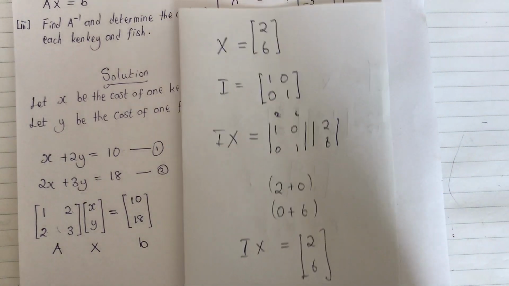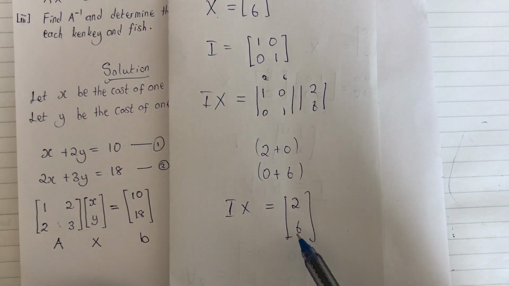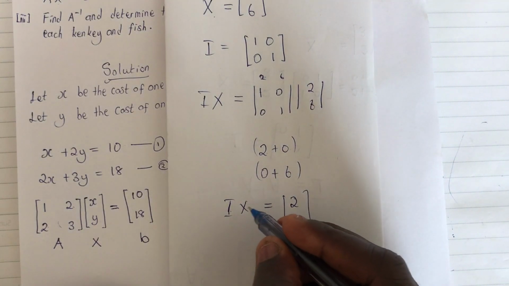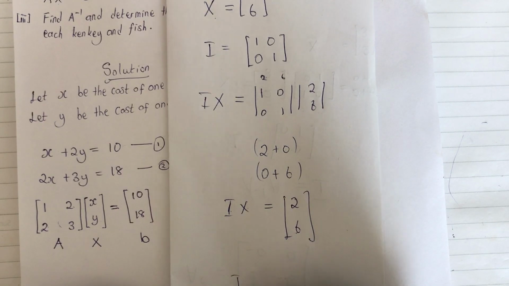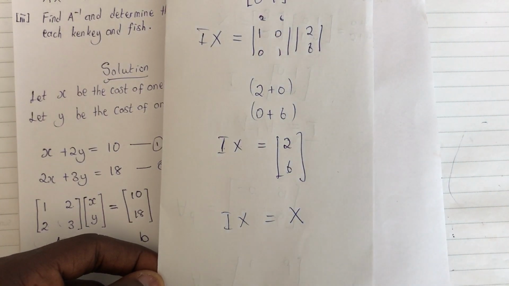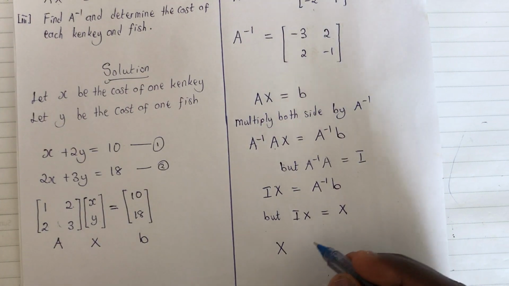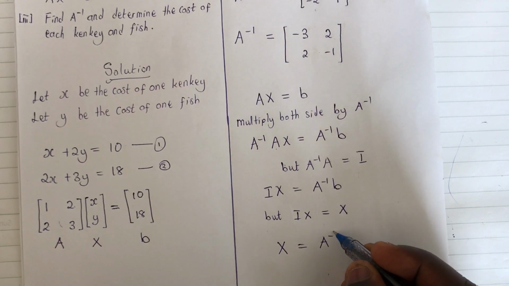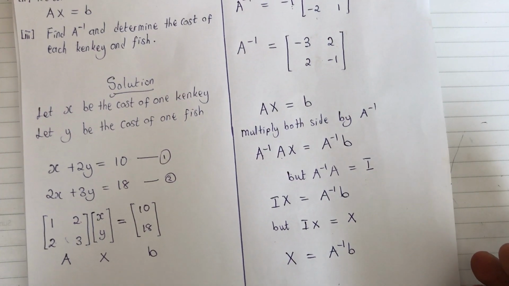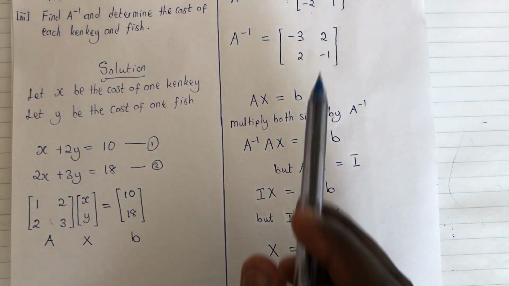So you see, we are still generating x equals 6, 2, 6. That is why we are saying that Ix is equal to x. Ix is equal to x. Do we get the concept now? So from here, we can say that x equals A inverse times B. And that is what I said in the beginning when we got here.